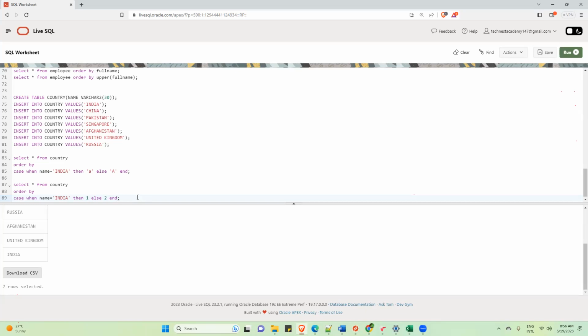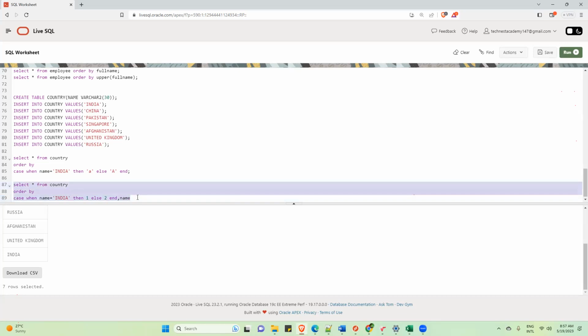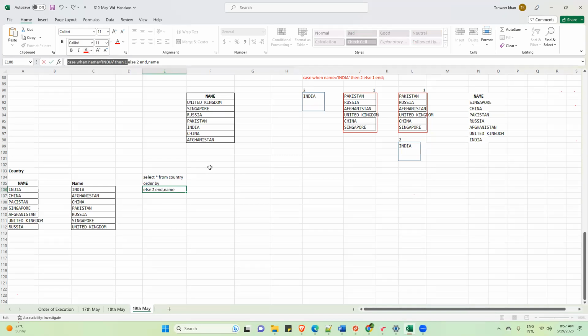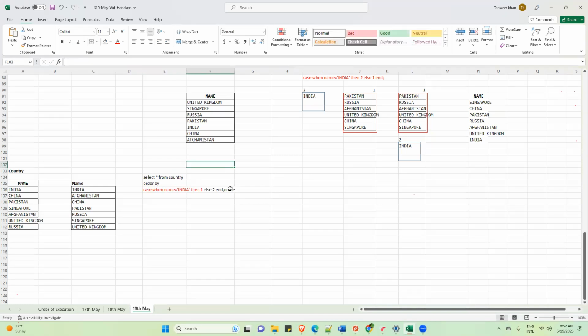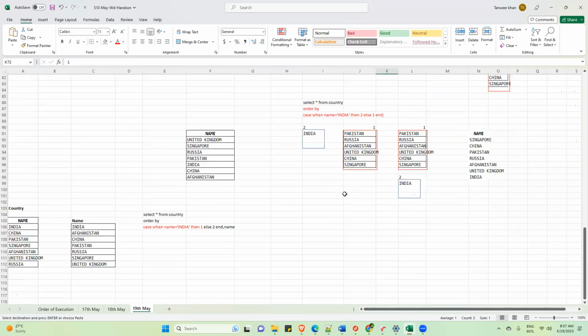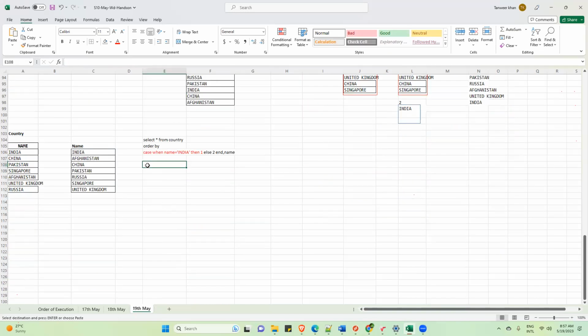Then ELSE to END, then I will give a comma, and then I will write name. I will tell you the meaning of this, don't worry. So first let's try to understand. Here, the meaning of this is we want to place India in bucket number 1. This you all know, we have discussed it a number of times. I place India in bucket number 1. This is clear, right? Okay.